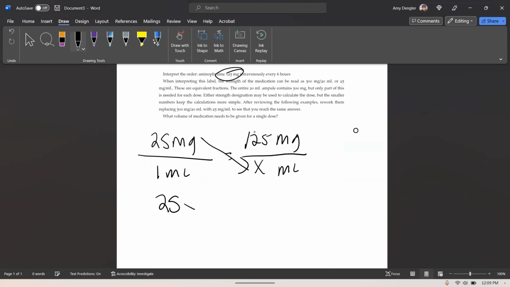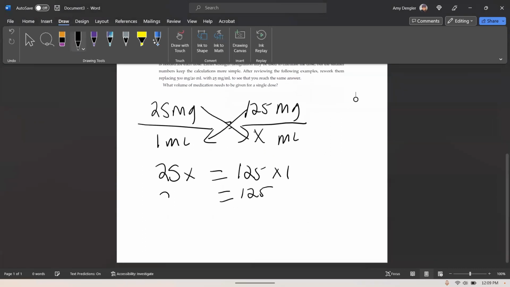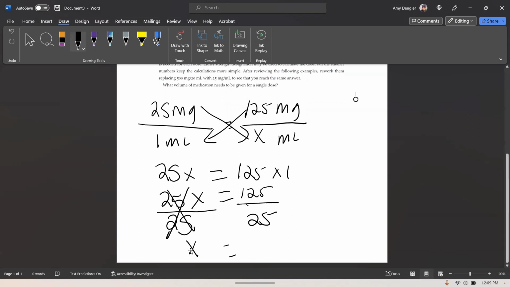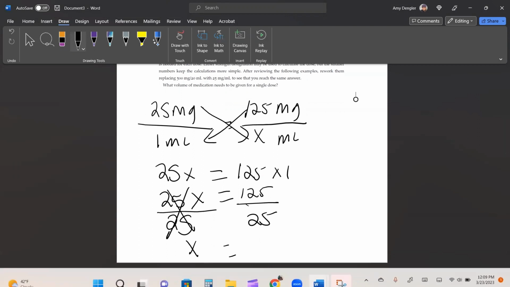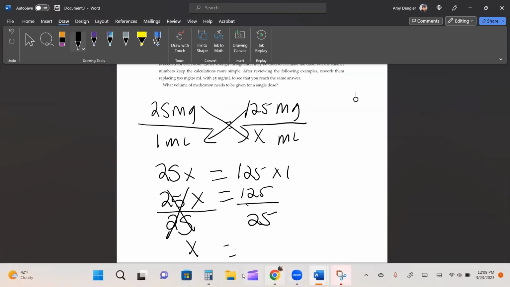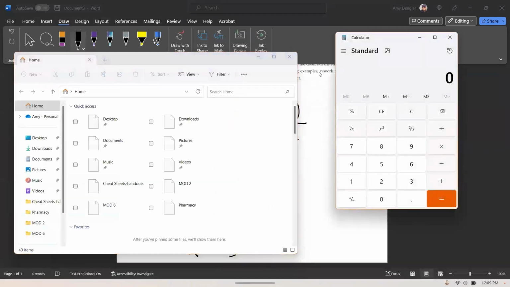So now I'm going to do 25X is equal to 125 times 1, which is 125. We want to take care of that multiplication first. So now we have 25X equals 125. We want to get X alone. So to do that, we have to get rid of this 25. And we need to do that on both sides. So we need to divide both sides by 25. This crosses out, we just have X. And then on this side, we need to do 125 divided by 25.